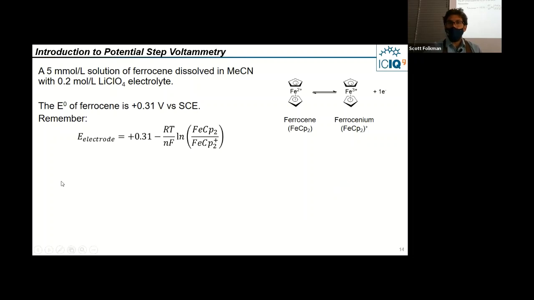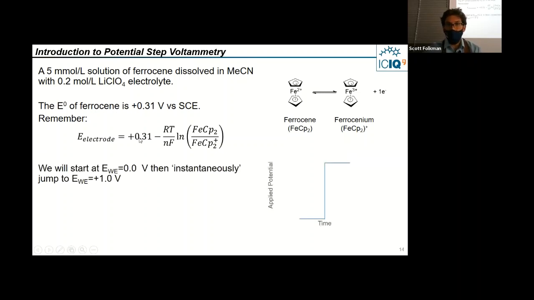So taking a look again at potential step voltammetry, let's consider a 5 millimolar solution of ferrocene dissolved in 0.2 moles per liter lithium perchlorate. So in acetonitrile, a common electrolyte could be something like lithium perchlorate if we're doing non-aqueous chemistry. Again, remembering the Nernst equation, we'll start the experiment at, let's say, 0 volts, and then as quickly as our electronics allow, we will jump to +1 volts at the working electrode.